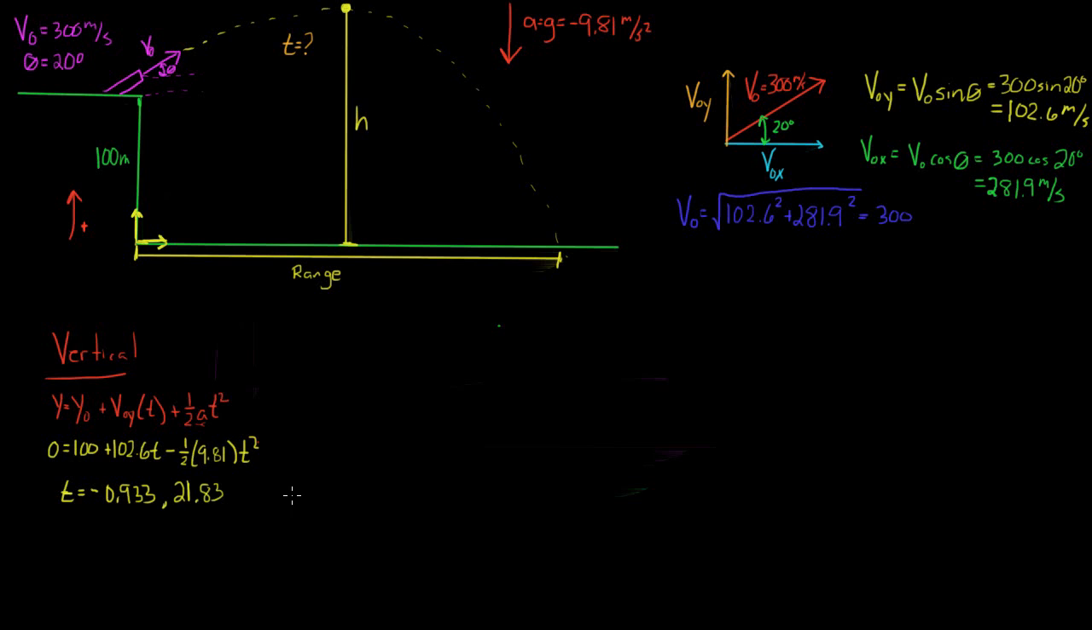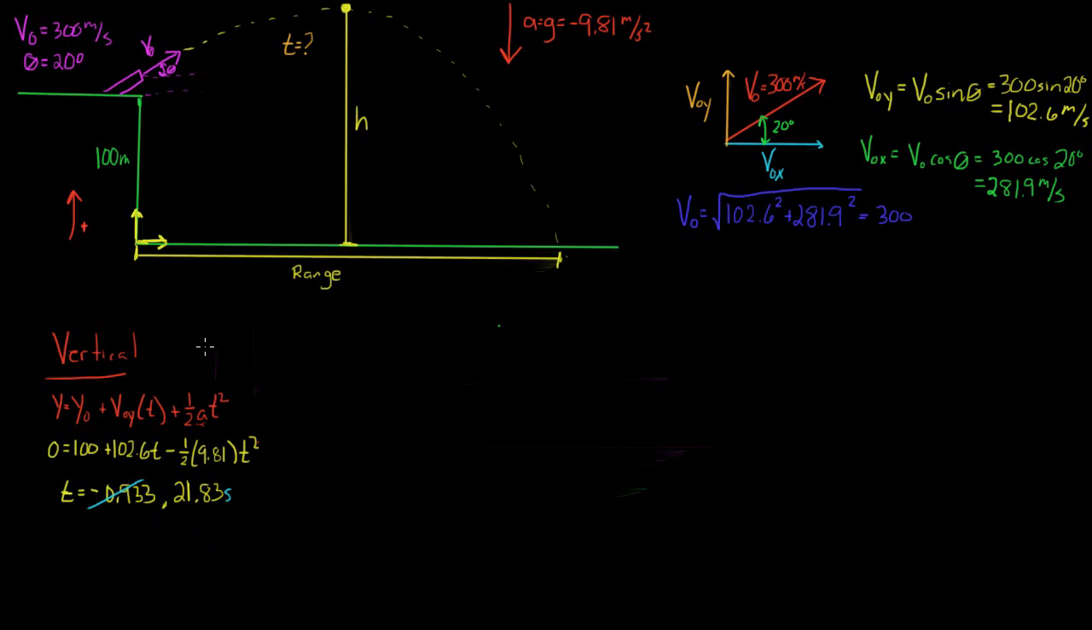21.83 seconds. And we know that for our application right here we're not interested in this negative root because it's time. This means it happens before our launch, and it's not really what we're interested in. So we know that the time it takes for the projectile to hit the ground from 100 meters above on the cliff is 21.83 seconds.